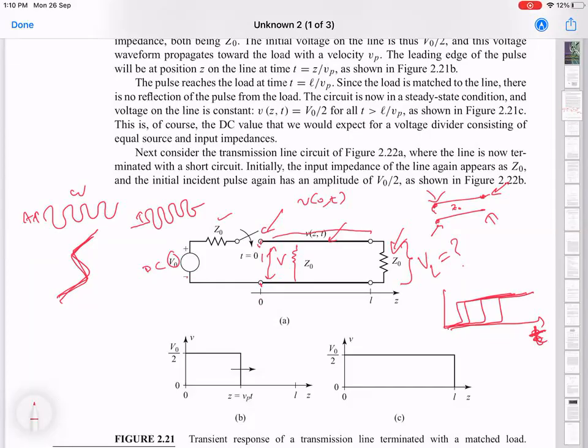And that's where the transient picture ends. No further reflection. Now, what is the steady state picture? The steady state picture is that the voltage on the load resistor is V0 by 2.